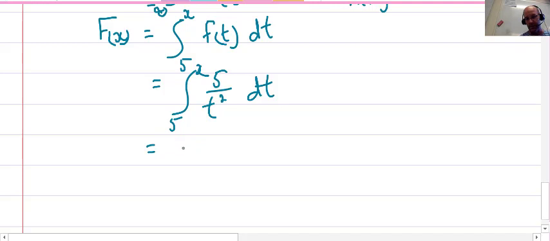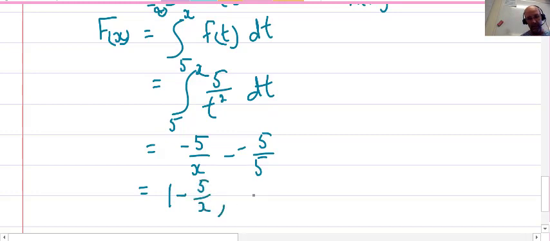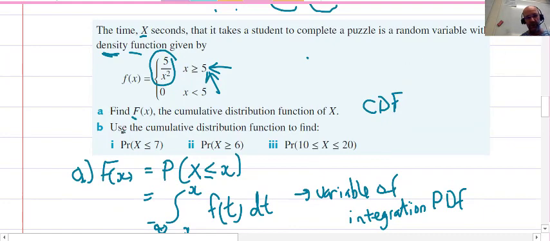Okay, now using your integration, I'm leaving out the specifics of the integration because you should be all over that by now, but you might have to pause it and do the integration yourself. Okay, and that rearranged is 1 minus 5 on x for x greater than or equal to 5. Okay, so that's the function. Now that we've generated that, we can use that to find a few things.